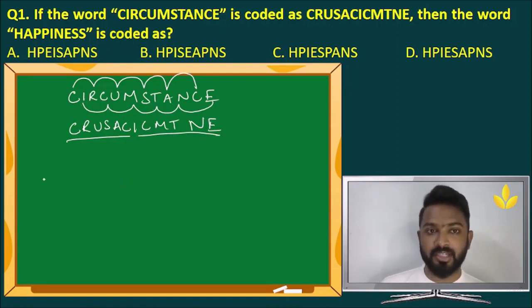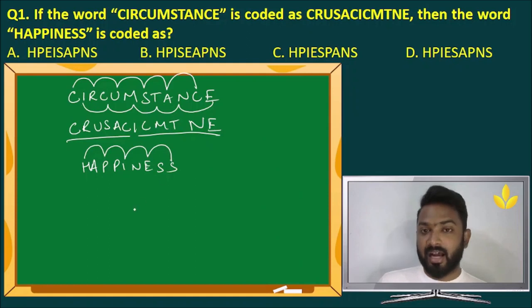The same logic has to be used for happiness. We have the word happiness. Let's use the same thing now. HPIES. I'll tell you one brilliant suggestion for coding and decoding when it comes to options. Always use the elimination method. It saves a lot of time. HPIES. So A is definitely wrong because it has HPEIS. B also is definitely wrong because it has HPISE.